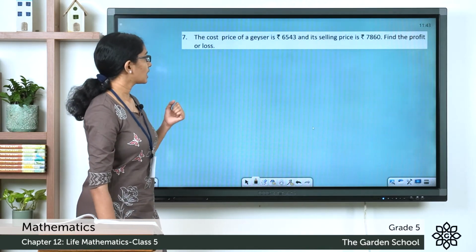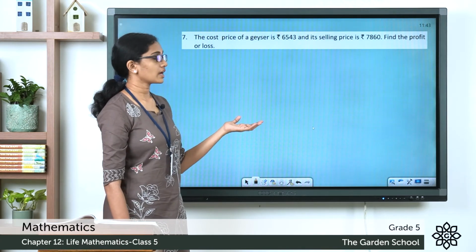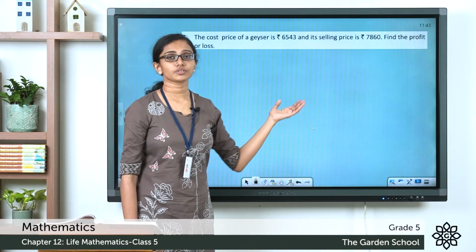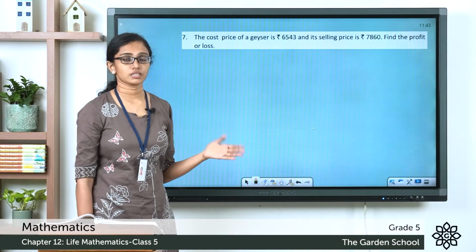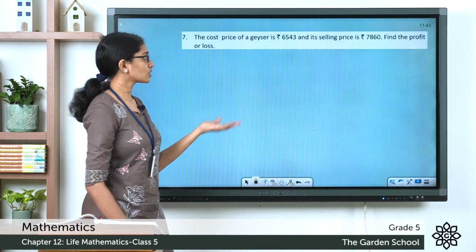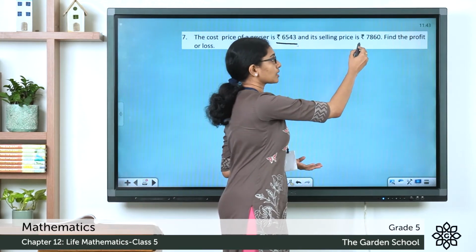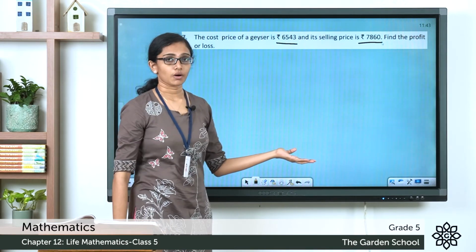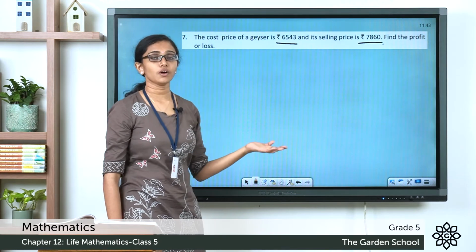Now the next one. The cost price of a geyser is rupees 6,543 and its selling price is rupees 7,860. Find the profit or loss. Is it a profit or is it a loss? See, the cost price is 6,543 and the selling price is 7,860. Which is the bigger amount? The selling price, which means it is a profit or gain.